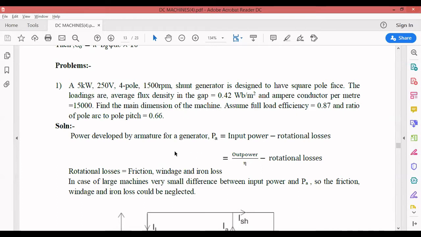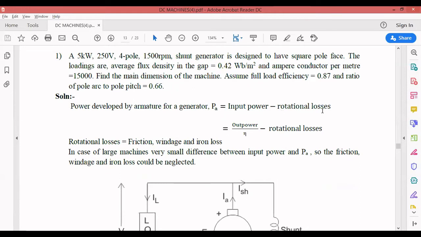So total input power will be what? Input power is equal to the output power of your armature plus rotational losses. Input power is nothing but what is given by your turbine. Here, for simplicity, I have taken rotational losses. If you want, you can take all the losses, because in this problem they are not specified regarding all types of losses. I have just taken losses for the equation.